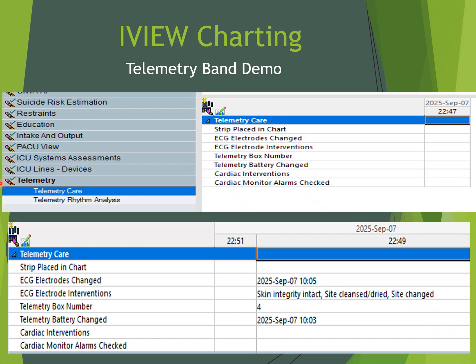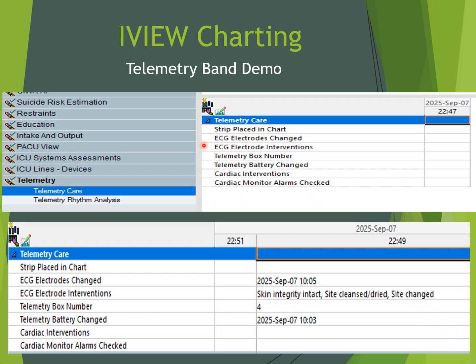The last few slides are going to review what the iView charting for the telemetry patients will look like. So when the telemetry band is added to your iView, there's 2 sections, the telemetry care, which is mostly where the medical nurses will be charting, and then the telemetry rhythm analysis, which will be primarily for the ICU nurses doing the rhythm interpretation. So under telemetry care, the medical nurses will chart when the ECG electrodes were changed.